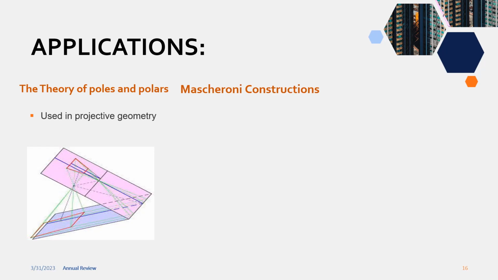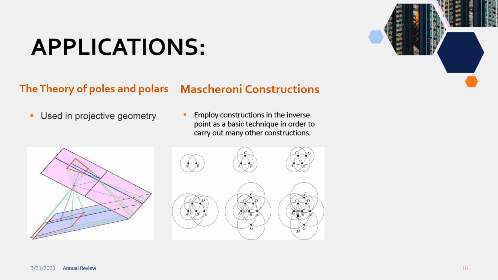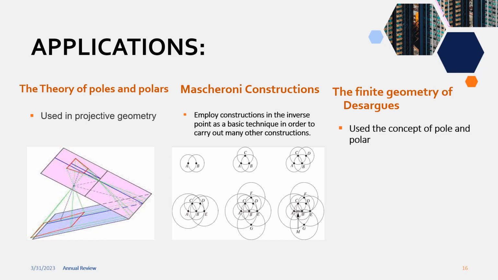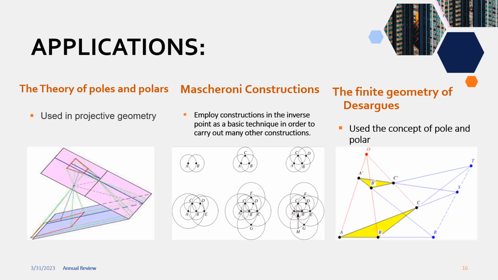Next will be the Mascheroni construction. It employs construction of the inverse point as a basic technique in order to carry out many other constructions. These are sample illustrations. Next will be the finite geometry of Sarg, which uses the concept of poles and polars. So this will be the illustration.